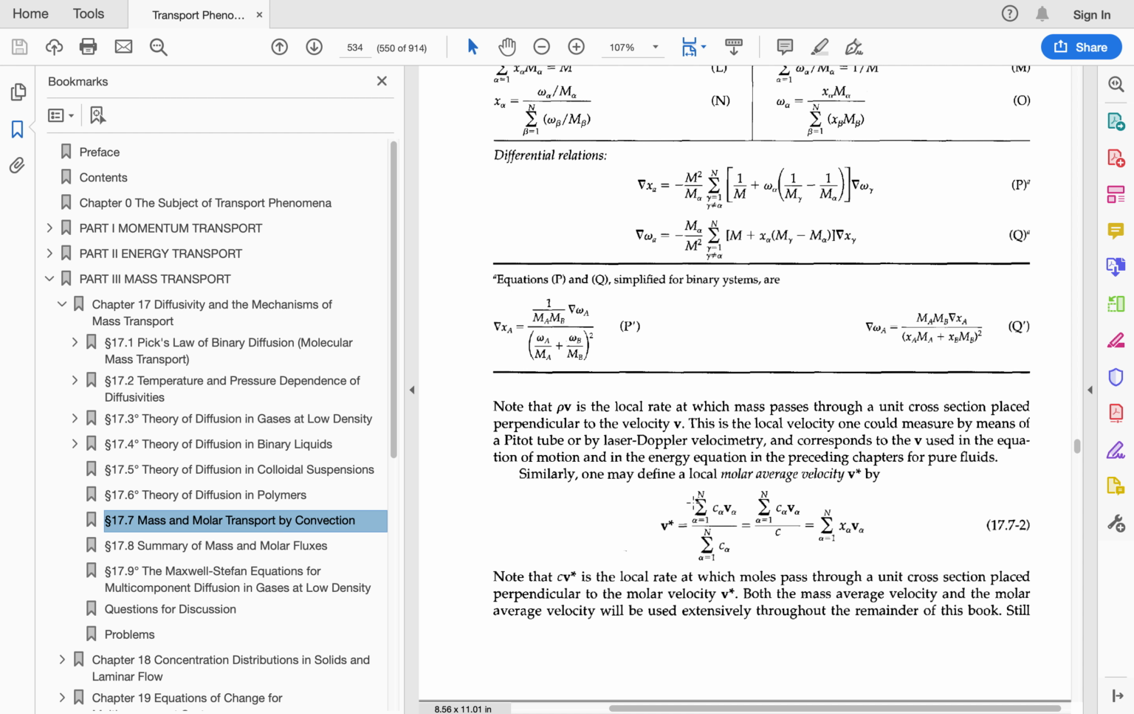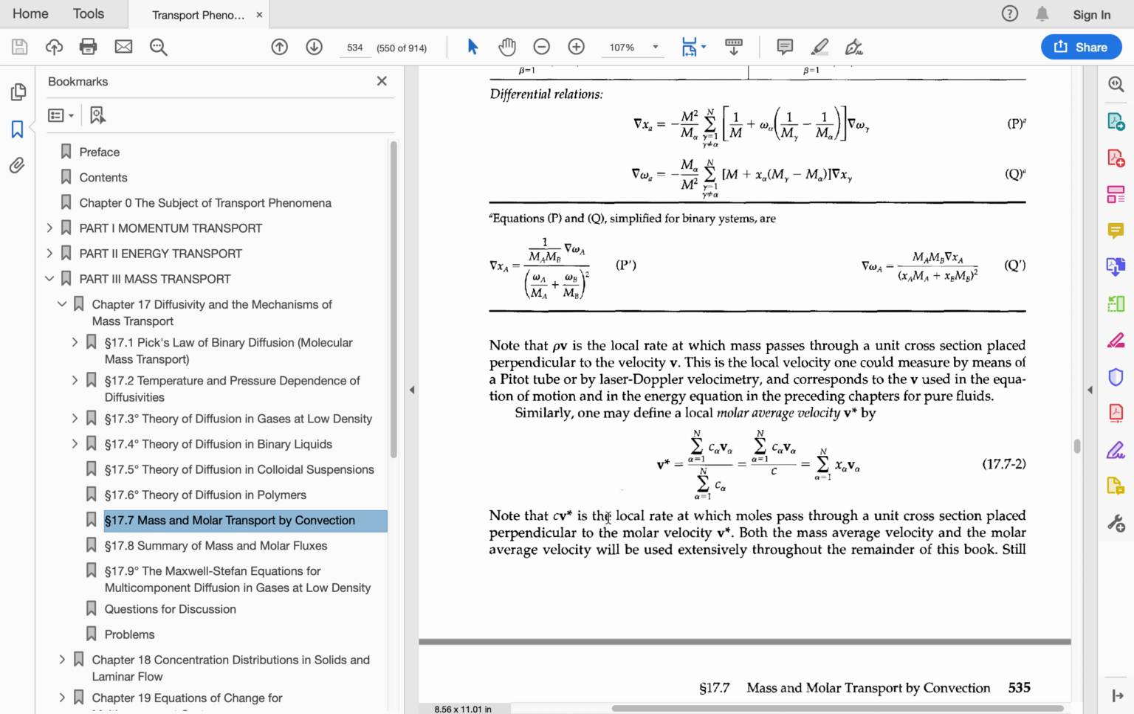So if we multiply v star by the concentration C, that is going to be the molar flux, or the rate at which moles pass through a unit cross section placed perpendicular to the molar velocity v star. Likewise, mass flux is rho multiplied by v. So molar flux is equal to the molar concentration multiplied by the velocity.